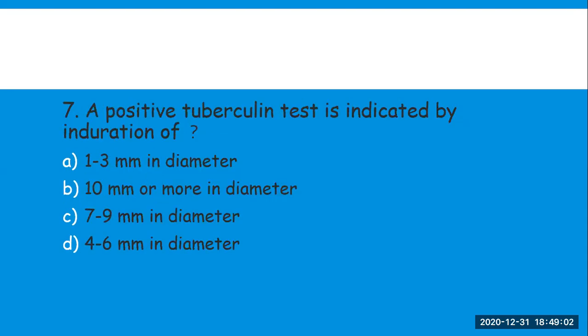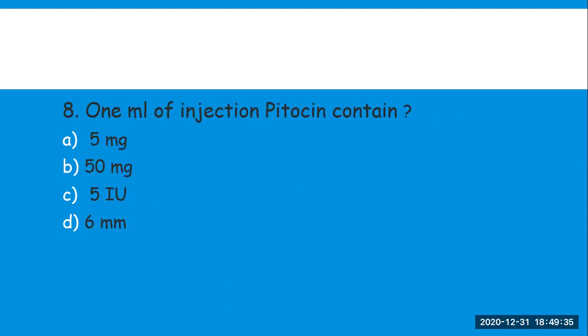Next question. A positive tuberculin test is indicated by induration of A. 1 to 3 mm in diameter, B. 10 mm or more in diameter, C. 7 to 9 mm in diameter, and D. 4 to 6 mm in diameter. So the tuberculin test is a very important topic for exam purposes, and in a normal person, it is indicated positive if the person has an induration of 10 mm or more in diameter.